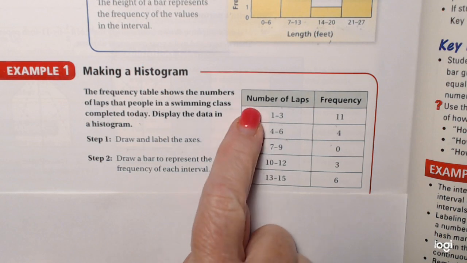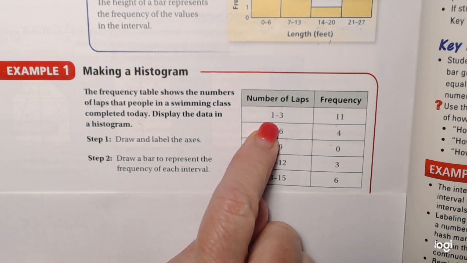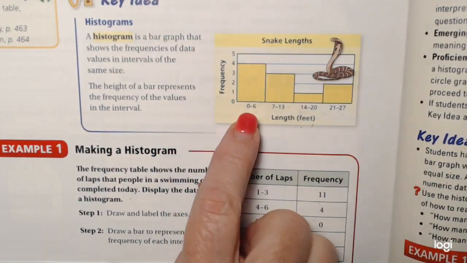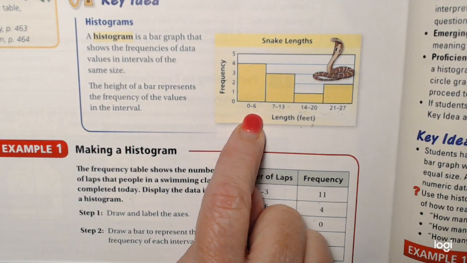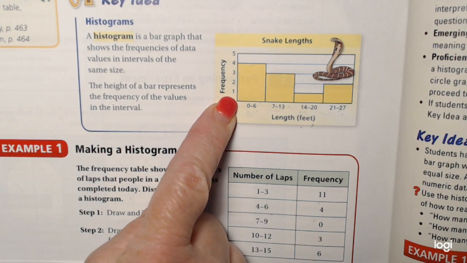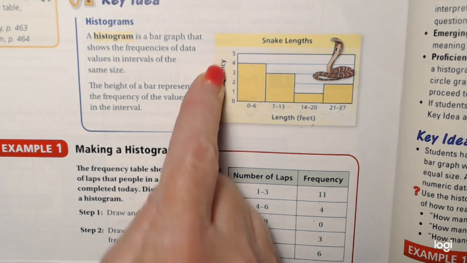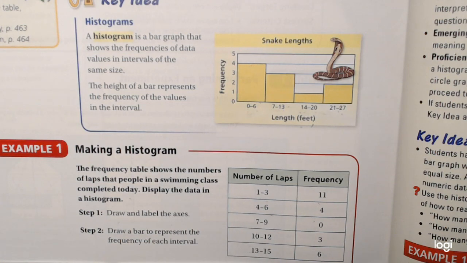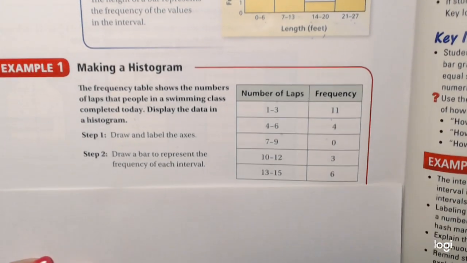So if you notice, our number of laps started with a frequency of 1, whereas up here, we had a frequency length starting with 0. And because we started with 0, you will notice that the bar right here touches our line. And what do I mean by that? Well, let me show you.